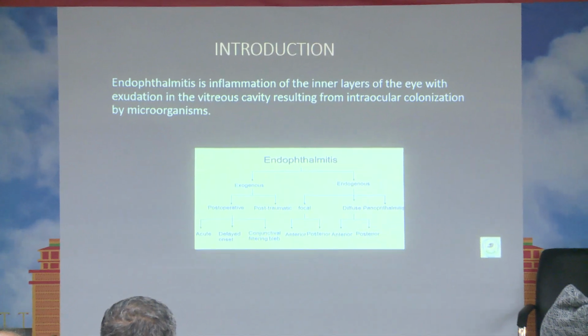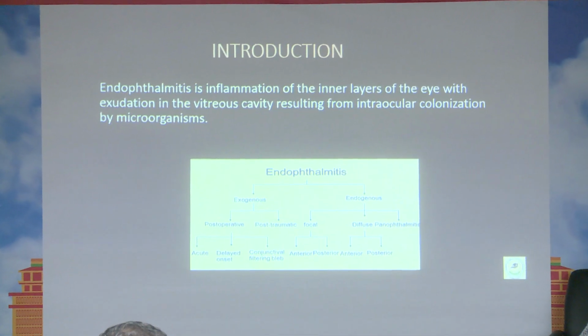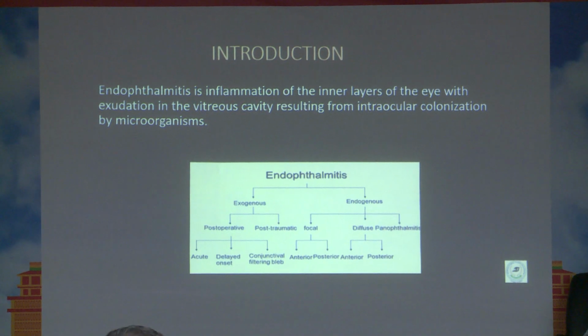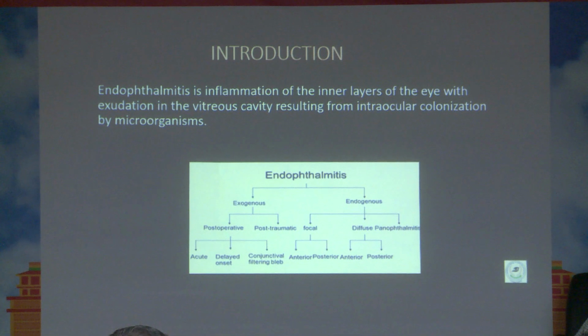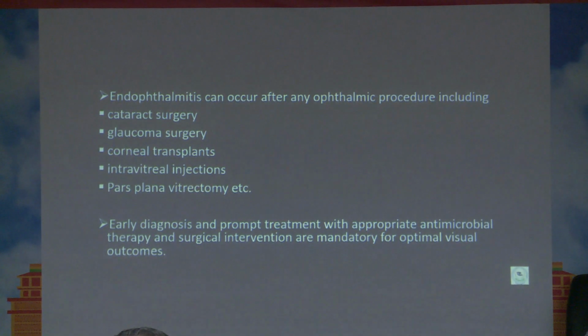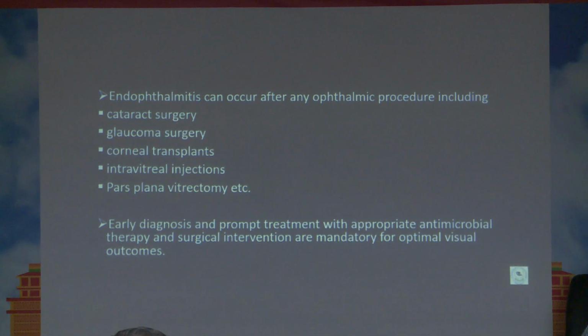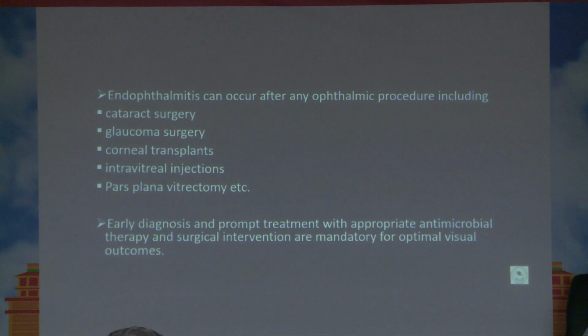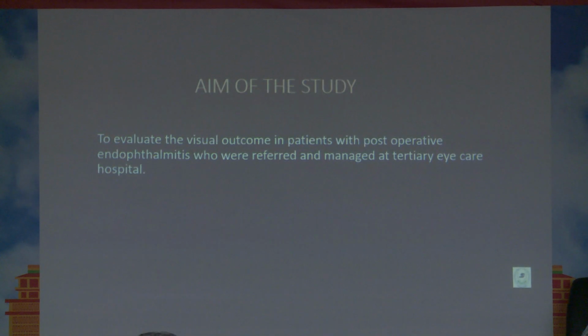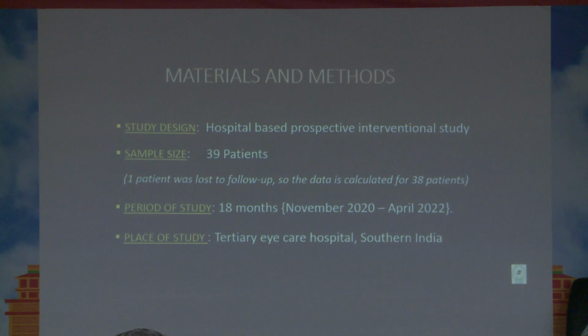Endophthalmitis is inflammation of inner layers of eye with exudation in vitreous cavity resulting from intraocular colonization by microorganisms. It can be exogenous and endogenous. It can occur after any ophthalmic procedure. Hence, early diagnosis and prompt treatment with appropriate antimicrobial therapy and surgical intervention are mandatory for optimal visual outcome. Aim is to evaluate the visual outcome in patients with postoperative endophthalmitis.